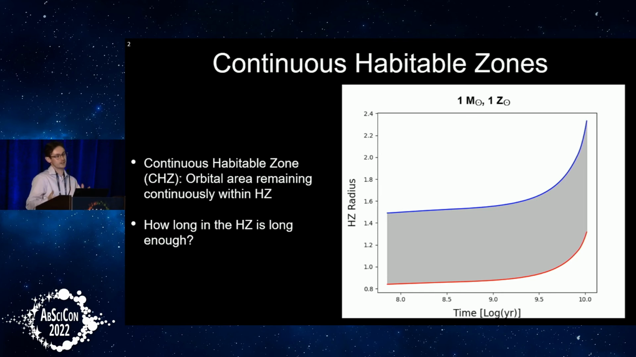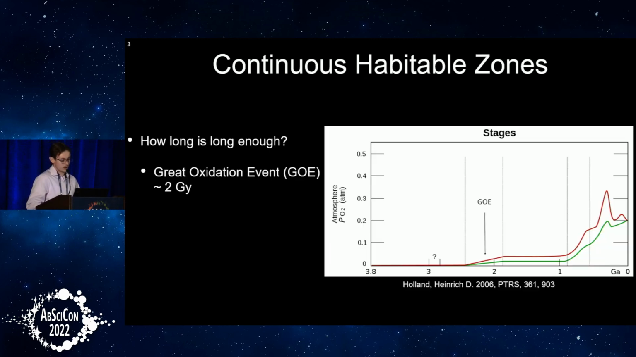For a planet to reside within the habitable zone, obviously we want to give that planet enough time to evolve life and have that life make a detectable impact on the atmosphere. And for that, we look to Earth and the Great Oxidation Event as a conservative estimate of how long. It occurred approximately 2 billion years after the formation of Earth, which you can see on the right here, and led to a very significant increase in oxygen in the atmosphere that would be detectable. And so we use that as a very conservative benchmark for how long a planet should reside within the habitable zone.